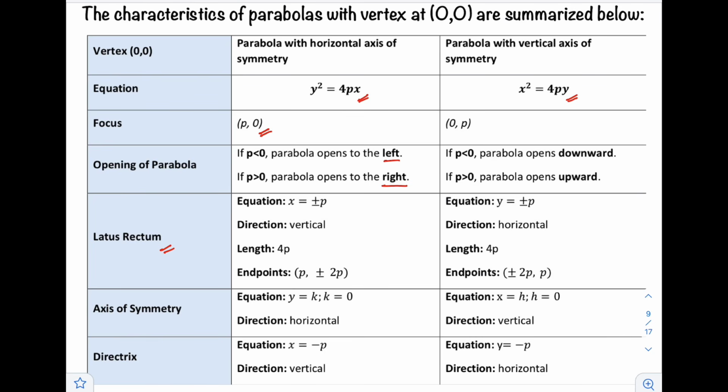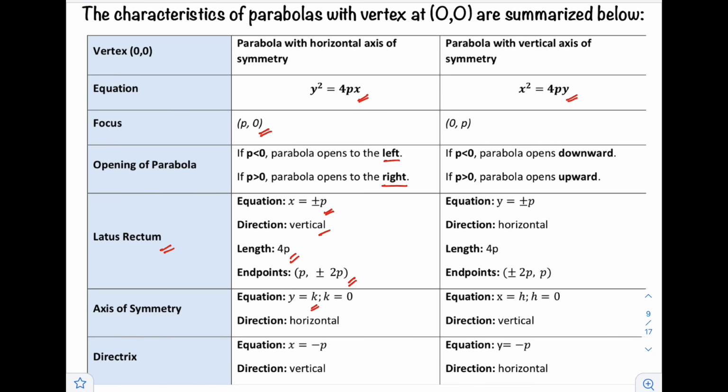So ang equation natin dyan is pwedeng x equals, it's either positive or negative P. Then ang direction natin is vertical. Then, ang length ng ating latus rectum is 4 times P. Then, yung kanyang endpoints naman is we have P, plus minus 2P. Okay? Then si axis of symmetry naman is makikita kay y equals k. But since nasa vertex naman tayo, so laging 0 yung ating k.